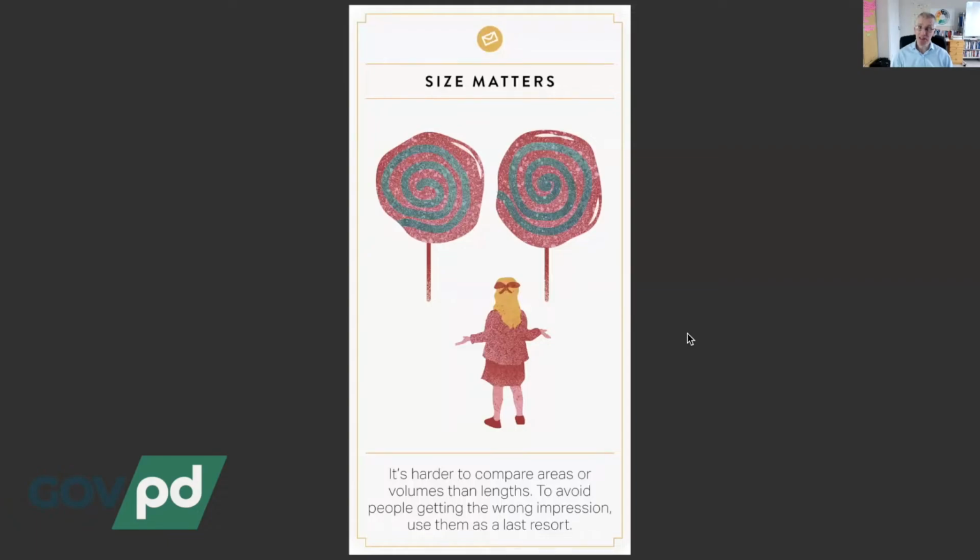And it is this one, size matters. It's harder to compare areas or volumes than lengths. To avoid people getting the wrong impression, use them as a last resort. And it's a good reminder that although we can see, particularly in infographics, a lot of use of area or volume, three-dimensional, or just maybe large bubbles in order to convey size, it's often not done well. Often it's not sized accurately, and even if it is, people find it hard to accurately compare. So you are safer to stick to data visualization chart types that rely on length or other forms of communicating the data.